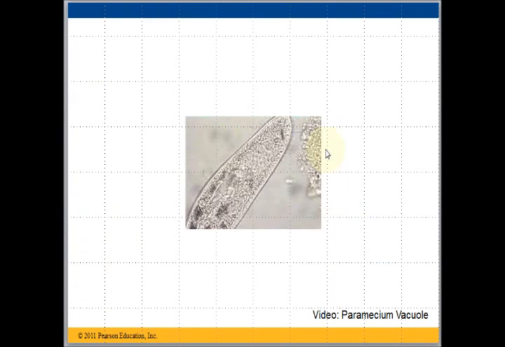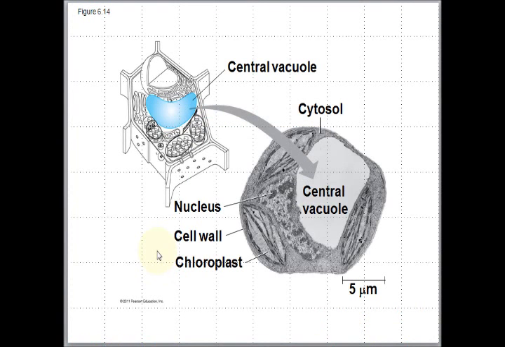Here's a cool little video of a paramecium, and you'll see some contractile vacuoles within the paramecium. You're going to look for a couple of little dots here that seem to open and close, and that's the paramecium using that vacuole to either take in water or to get rid of water to control the amount within its body.